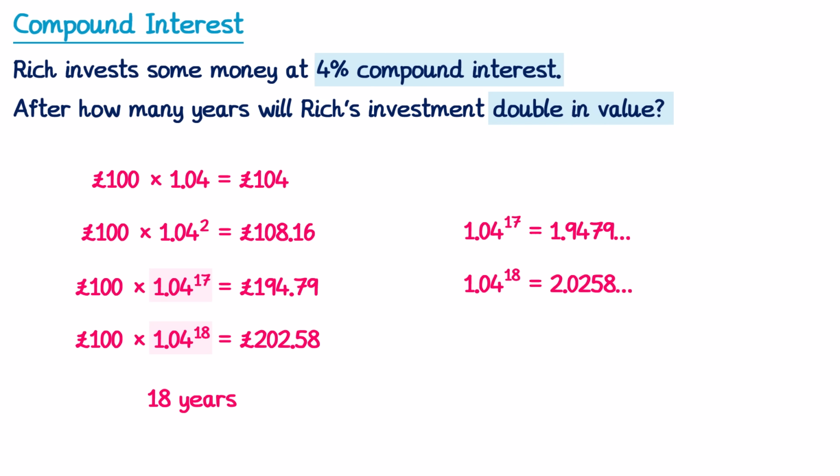So when we multiply by 1.04 to the power 17, we're multiplying by 1.9479 and so on. So we're multiplying by a number slightly smaller than 2, which means we're not quite doubling the amount of money. When we multiply by 1.04 to the power 18, we're actually multiplying by 2.0258 and so on. So a number slightly bigger than 2, which means we're doing slightly more than doubling. So even without the amount of money, you can still see that the answer must be 18 years. But if it's easier for you, then make up an amount of money for this sort of question. And it won't matter which amount of money you choose, as long as you show your working out clearly.